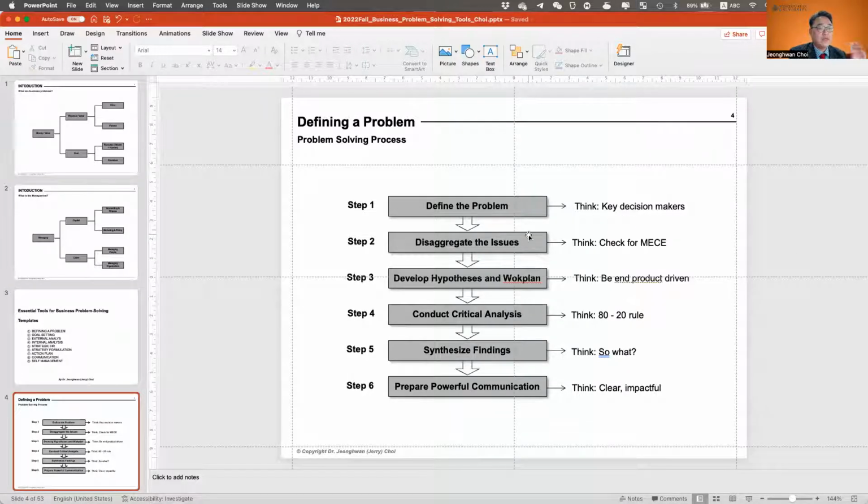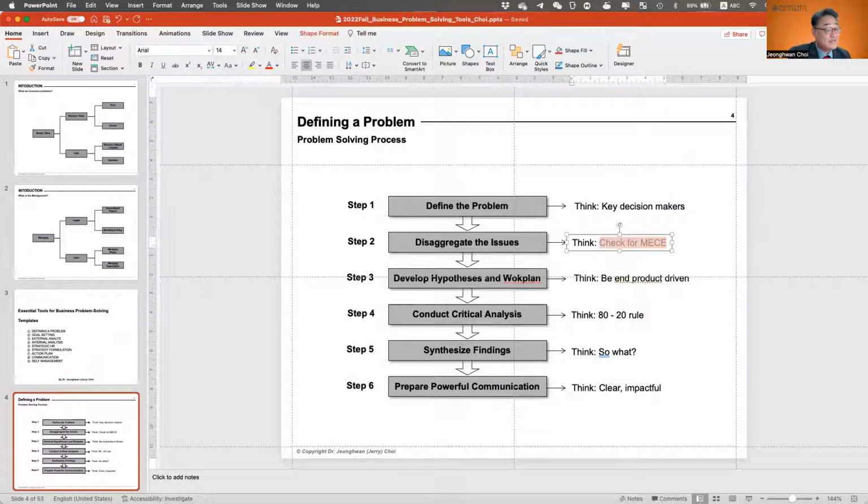Second, once we define the problem, we break that big problem into small pieces, issues that we can do something about. We call that disaggregating the issue. When we want to disaggregate that big chunk of the problem into manageable, addressable issues, we think of MECE. What is MECE? Do you remember? You will see the question on the first exam. What is MECE?